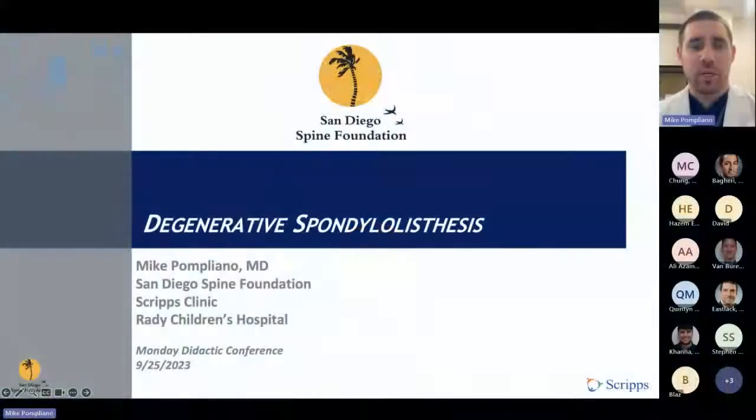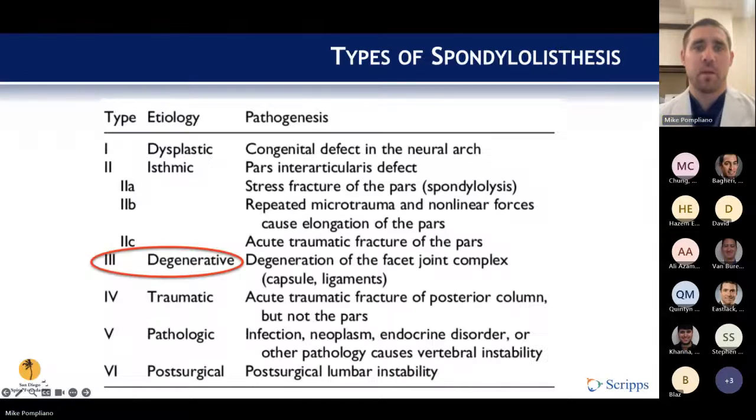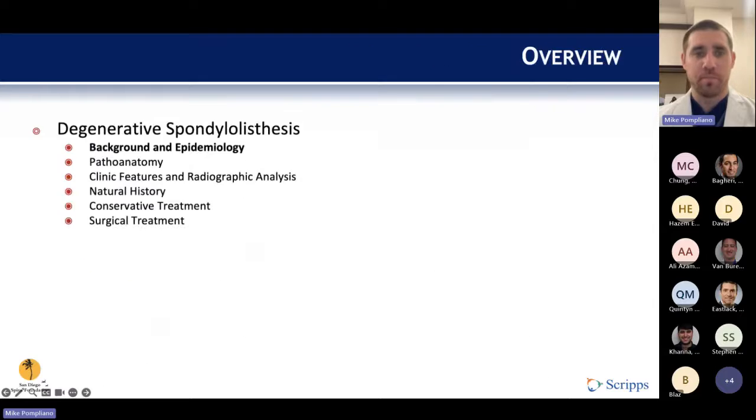For those of you that don't know me, I'll be talking about degenerative spondylolisthesis this morning. Feel free to stop with any questions, kind of a big topic, so I'm going to jump right in. So there's 6 subtypes of spondylolisthesis that we classically talk about: dysplastic, isthmic, degenerative, traumatic, pathologic, and post-surgical. You can see here that we're going to talk about the degenerative one, which is degeneration of the facet joint complex, specifically the capsule and ligaments with an intact pars.